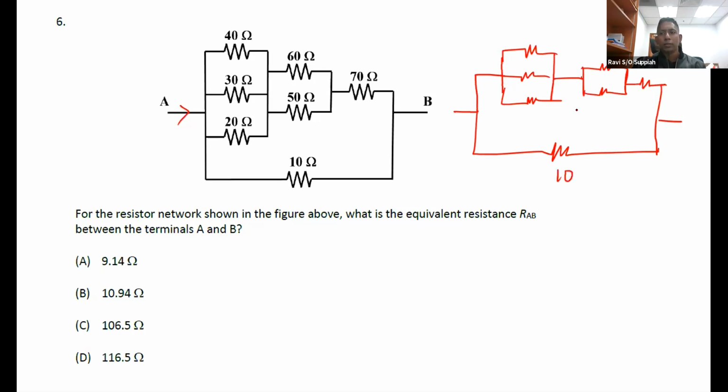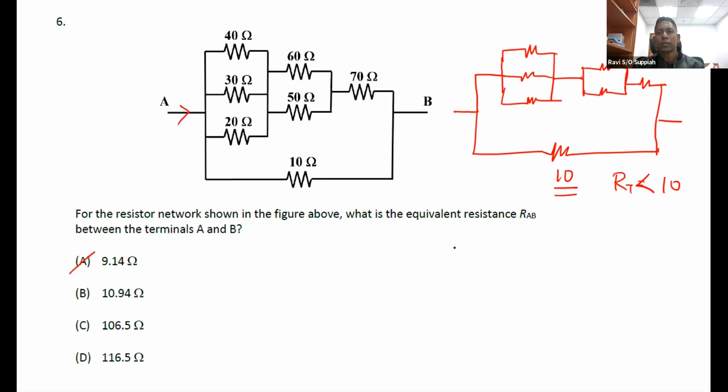So what did we sort of understand from the earlier question and the other paper? That when I have parallel branches, the final resistance will always be smaller than the smallest resistance in any of the branches. Correct? So since I have 10 over here, I know that the total resistance here has to be lesser than 10. Okay, so I don't need to calculate anything. I can straight away say this answer.